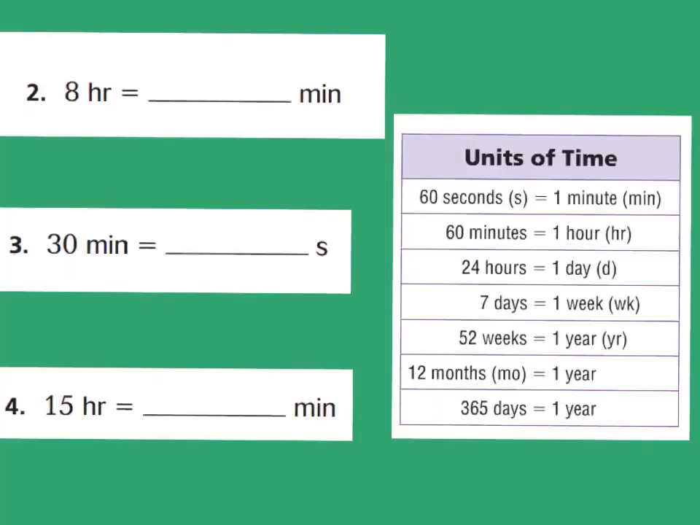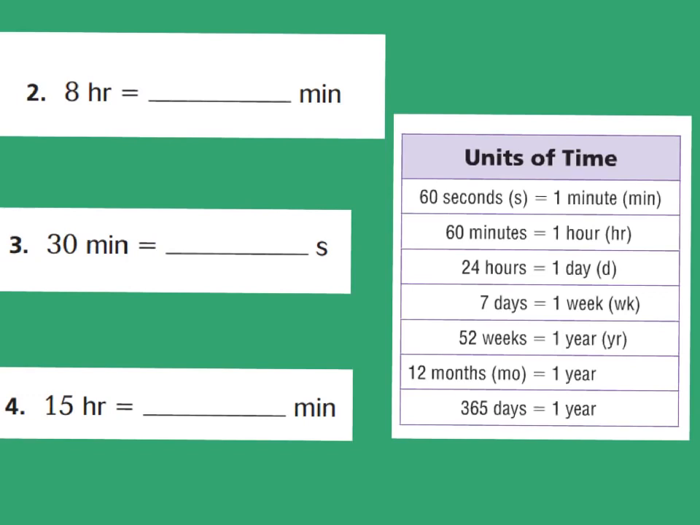Now, I really want you to pay close attention to this unit of time chart to help you if you don't know some of your conversions. Let's look at question 2 to start off with. If we have 8 hours, we want to know how many minutes there are. Now remember, hours are greater than minutes, so you're going to have to multiply because you're going to have more minutes than you will hours.